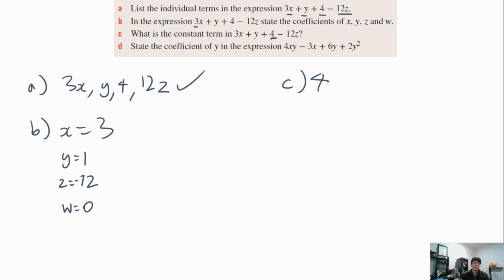And for the last question, state the coefficient of y in the expression 4xy minus 3x plus 6y plus 2y squared. Remember, we want y just by itself, so we don't want xy, we don't want y squared, we want y by itself, so the number in front of y is going to be 6. Give yourself a tick if you got these two correct as well.